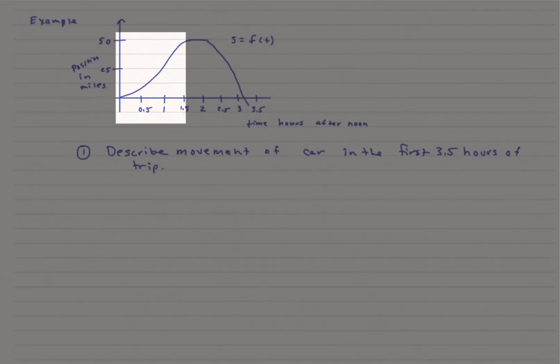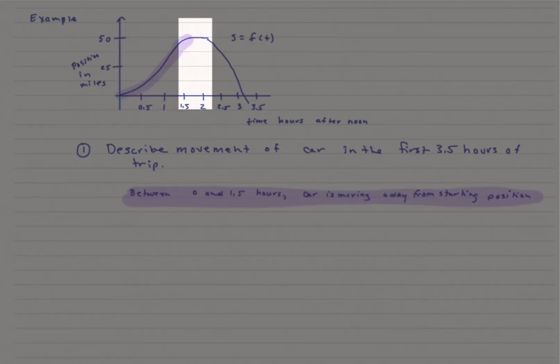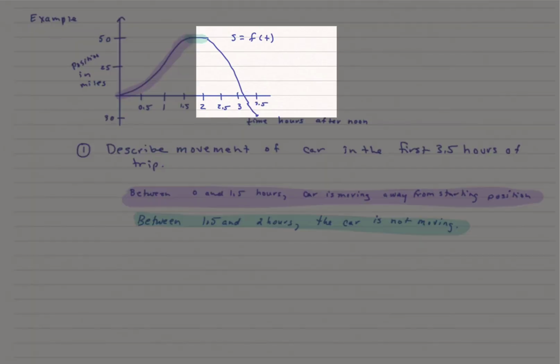Between hours 0 and 1.5, it looks like the car is getting steadily away from my initial position. If I look at what happens between hours 1.5 and 2, it looks like there is no change in distance. That means the car is not moving. Between 2 hours and 3.5 hours, the car is returning in the same direction that it went the first time. It's getting closer and closer to my initial point, and then it goes 30 miles past that initial point.